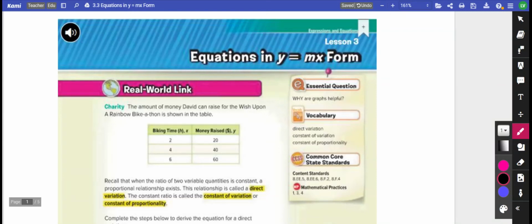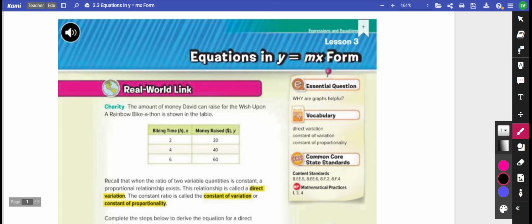Equations in y equals mx form. Lesson 3 in Chapter 3. Essential question: Why are graphs helpful? Vocabulary: direct variation, constant of variation, constant of proportionality.